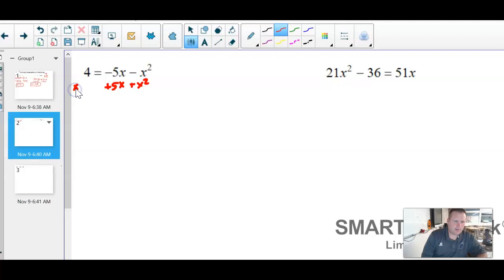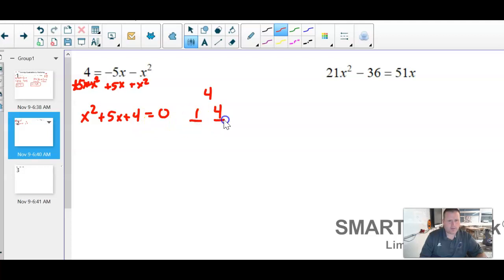Again, I'm adding 5x here and adding x squared here as well. And so I'll have x squared plus 5x plus 4, and that's all equal to 0. And then I will factor that. I multiply a and c together, that gives me 4. So I'm looking for two numbers that multiply to 4 and add to 5. If I go with 1 and 4, those will add up to 5.